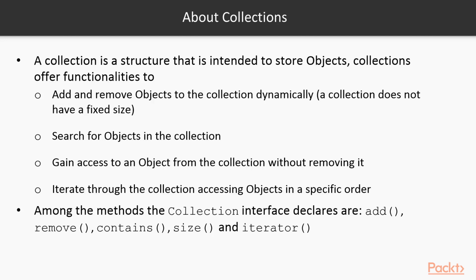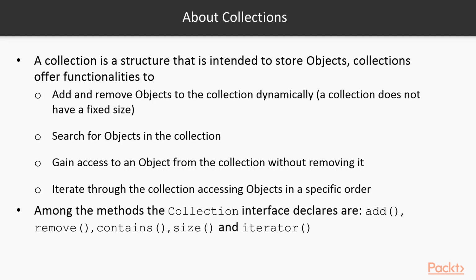Among the methods the collection interface declares are naturally add to add an object, remove to remove an object, contains to test whether a collection contains a specific object, size to acquire the size of a collection, that is the number of objects within it, and iterator to iterate over the objects of that collection. Please note that it is possible to iterate through the objects of a collection in a sequential way or in a random way.